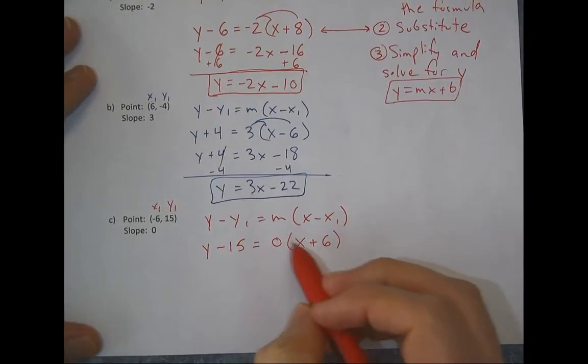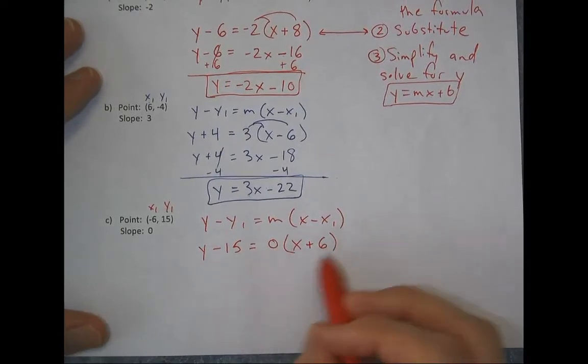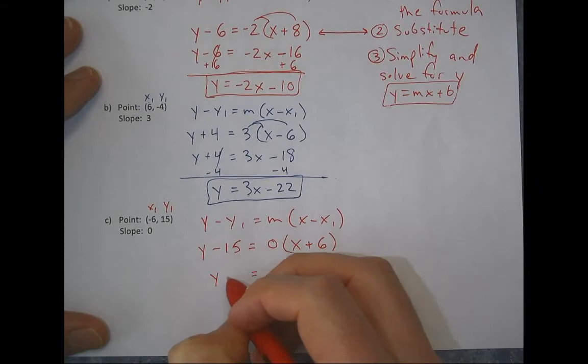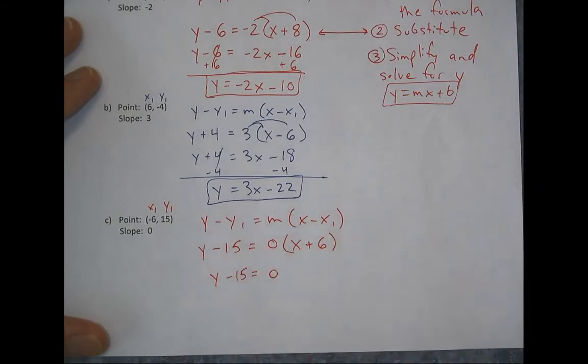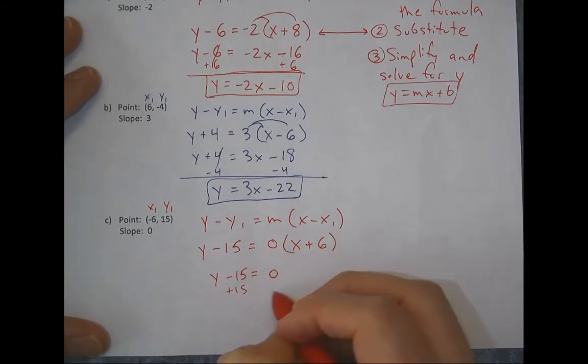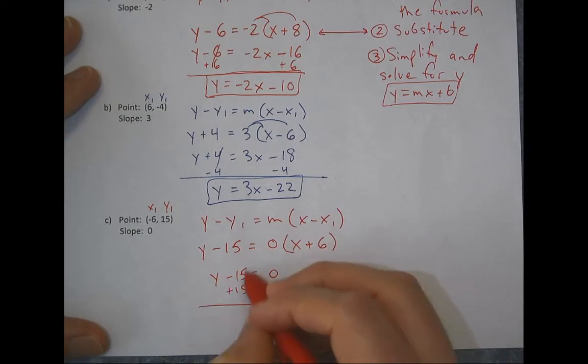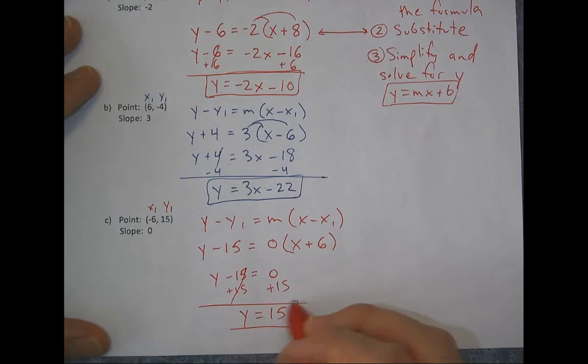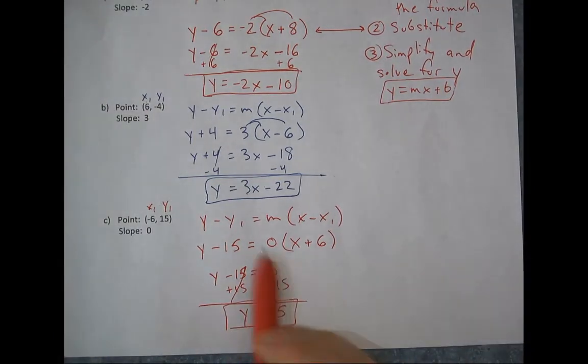Now, when I distribute this, everything's going to be 0. 0 times anything is 0. So this whole side is actually just 0. And if I want to get y by itself, I'm going to add 15 to both sides. And y equals 15. Now, what do you notice about this?